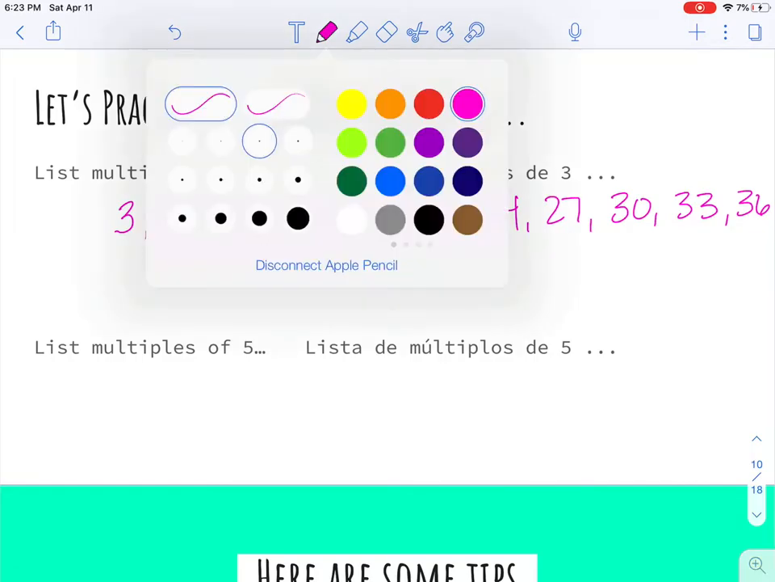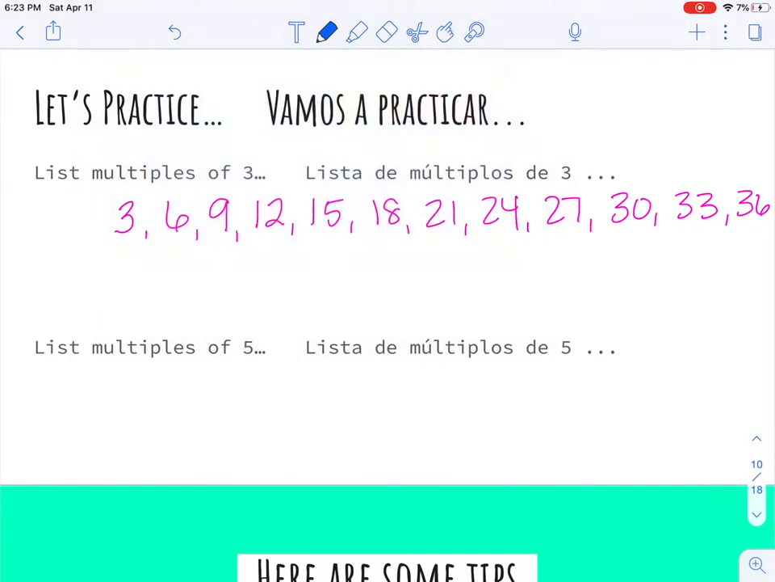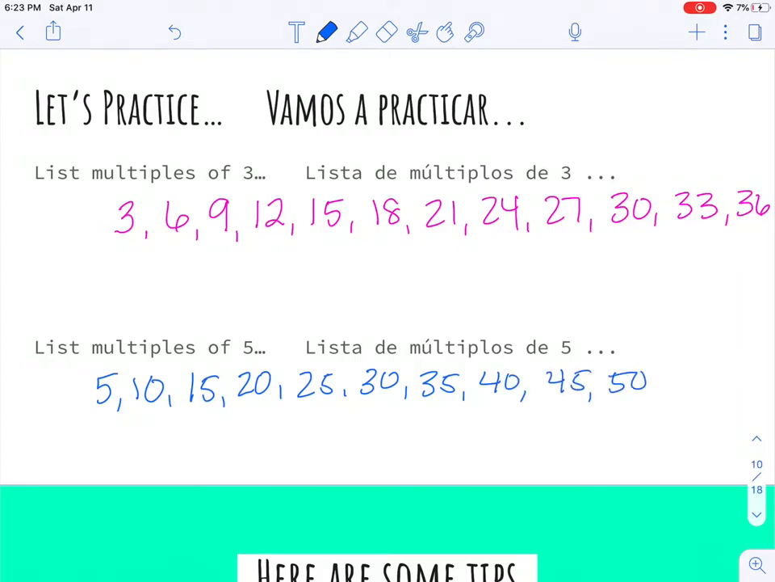All right, try the same thing with multiples of 5. If you can count by 5 and land on that number, it is a multiple of 5. These are all our clock numbers: 5, 10, 15, 20, 25, 30, 35, 40, 45, 50, 55, 60. These are all multiples of 5.